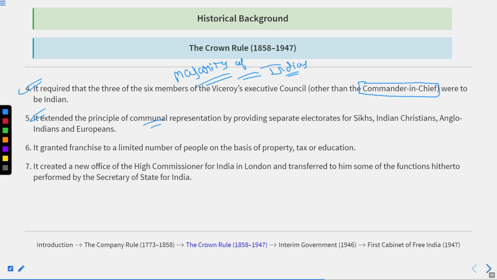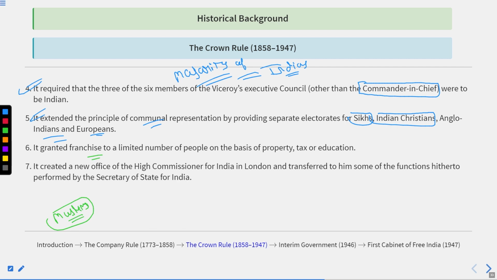It extended the principle of communal representation by providing separate electorates for the Sikhs, Indian Christians, Anglo-Indians and the Europeans. Like in the previous 1909 Act, only the Muslims got the separate electorate. But in 1919, the provision was extended further, up to the Sikhs, the Indian Christians, the Anglo-Indians and the Europeans.